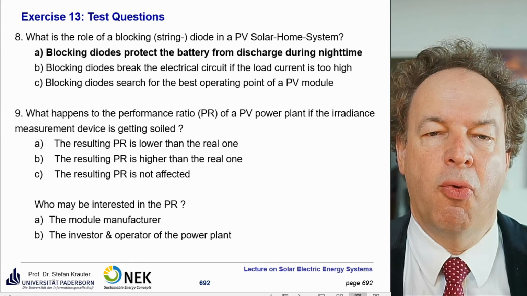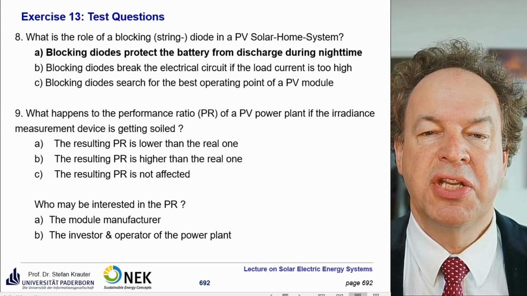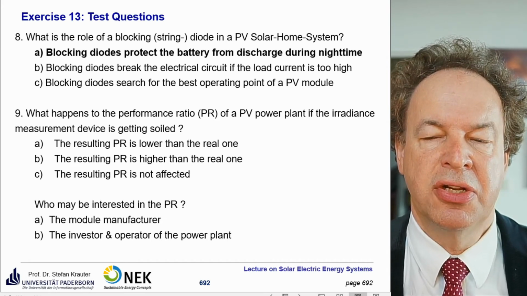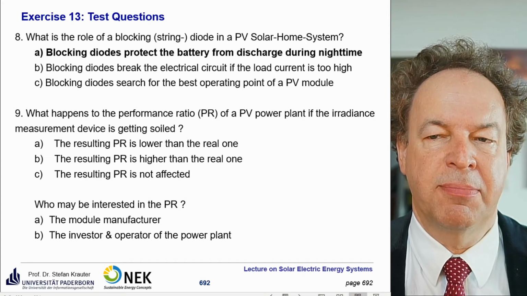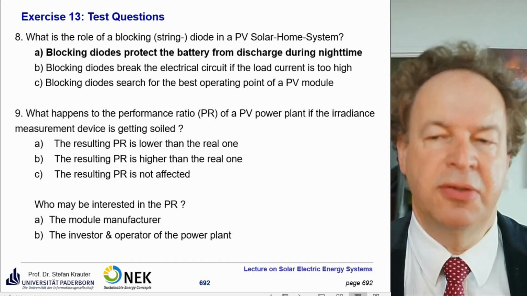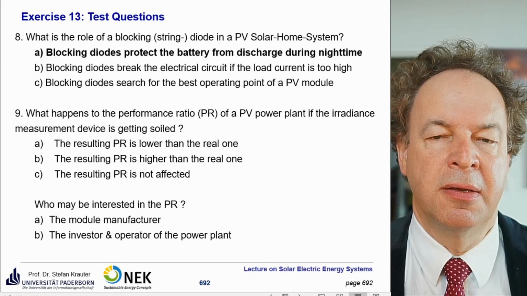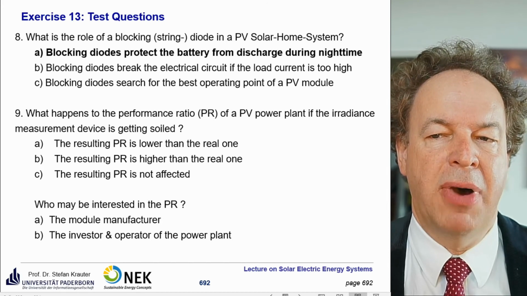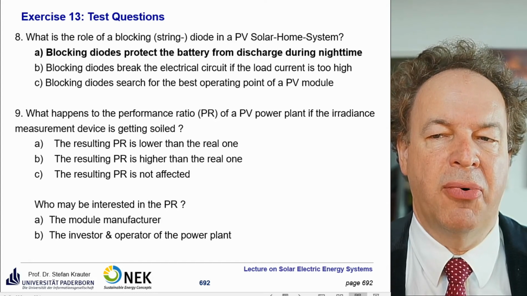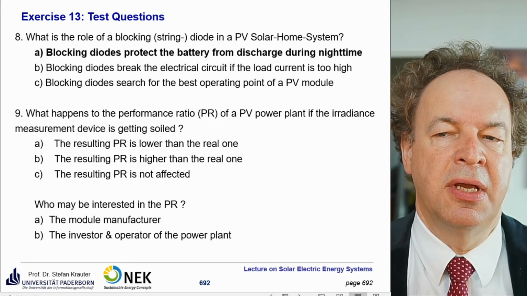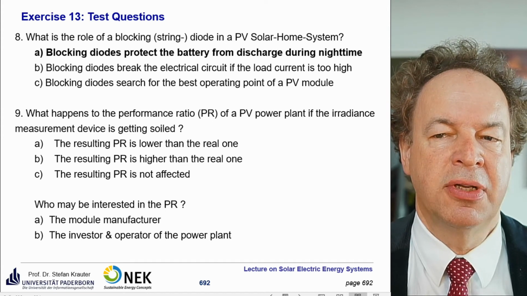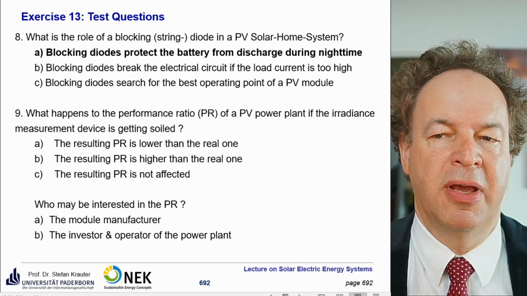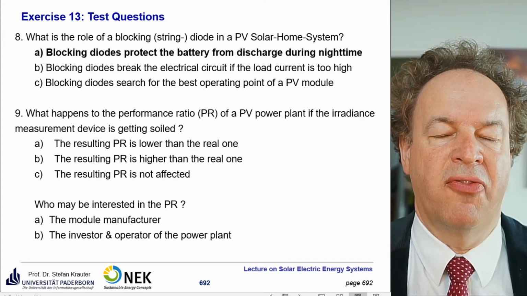Number 9. What happens to the performance ratio, or PR, of a PV power plant if the irradiance measurement is getting soiled? So there's dust accumulation on the pyranometer, for example. What happens? The first is you measure then a lower irradiance. You have another device where you measure the power output, and if you compare these two, you get the performance ratio. So the output divided by the input is your efficiency, and this relates to the performance ratio.